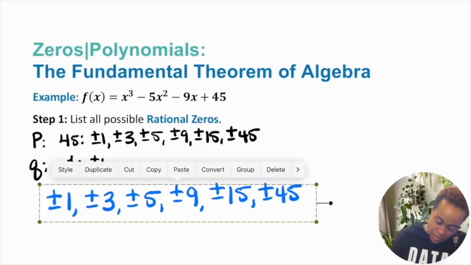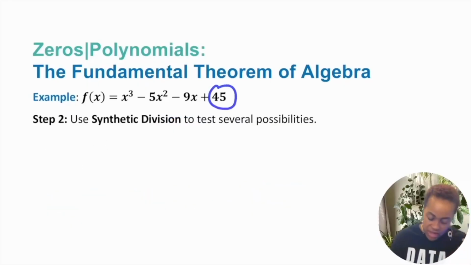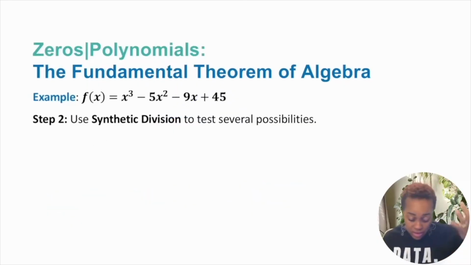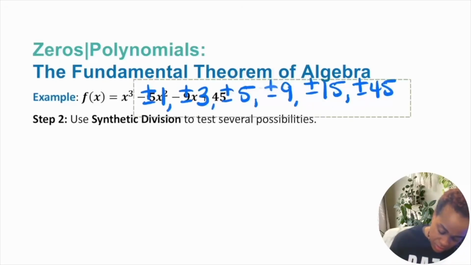But because I'm looking at this polynomial function, I have an idea of which ones I want to test. I'm going to test 3, because we have 45 and we have 9. So I'm like, okay, let's test 3. So I'm going to paste it. Okay.